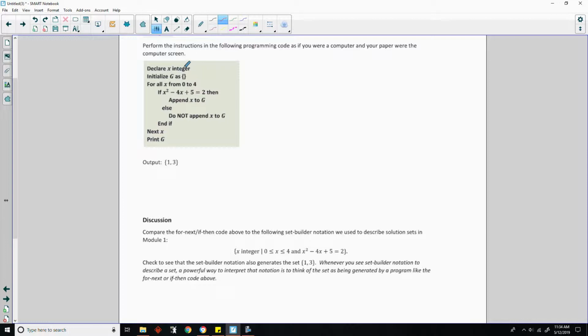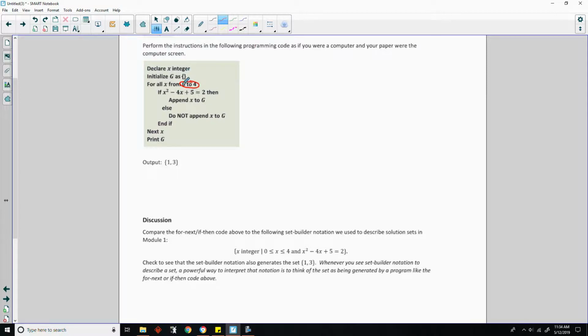So it's choosing integers from 0 to 4, right here. If I input 0, 0 squared is 0, minus 4 times 0 is 0. 0 minus 0 is 0. 0 plus 5 is 5. 5 does not equal 2. Therefore, it does not get printed out in our solution set.